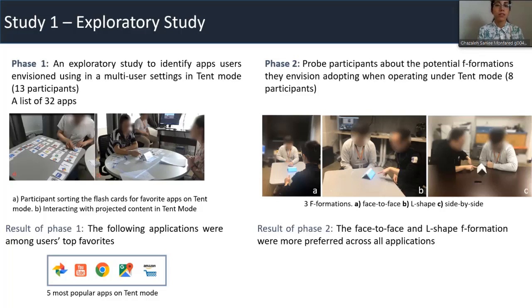In the second phase of the study, we want to explore how the sitting arrangement of the users change based on the applications that they use. So we take the 5 applications that were chosen from the previous round, and we ask participants to choose which sitting arrangement they prefer for each of those 5 applications. So the arrangements that we explore in this study are the face-to-face arrangement, the L-shaped arrangement, and the side-by-side arrangement.